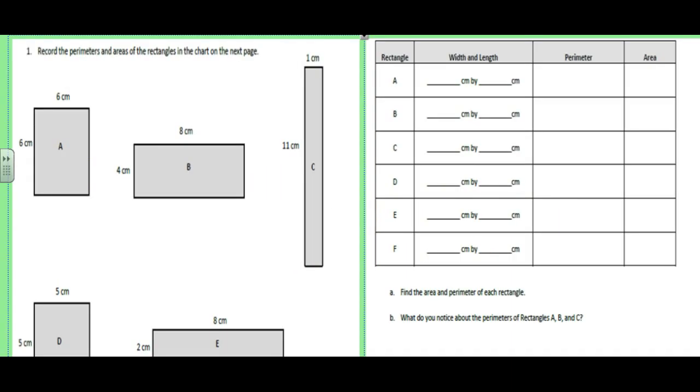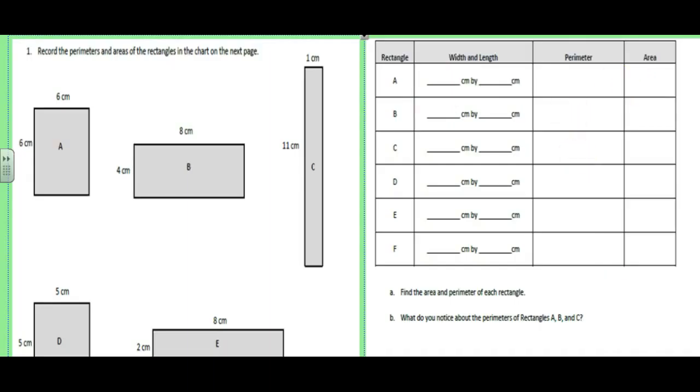You'll have to flip back and forth on your homework paper to do this, and that's why I put them right here side by side, because you're going to have to find the perimeter and area and record it on the chart on the back side of your homework page. On the front side, it says record the perimeters and areas of the rectangles in the chart on the next page. We also have to put down the length and width, the two numbers that we would multiply to find the area.